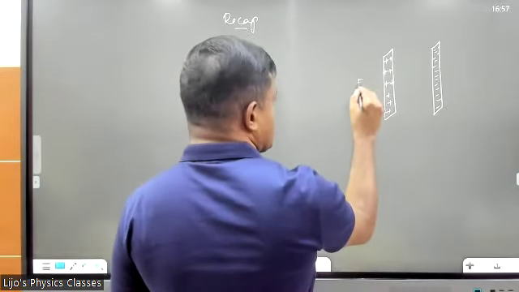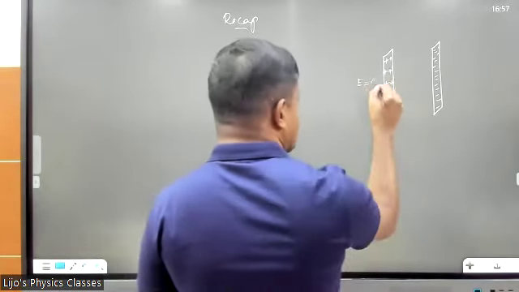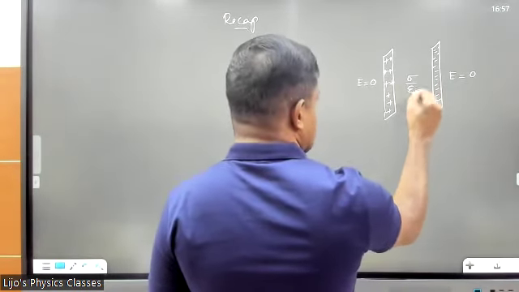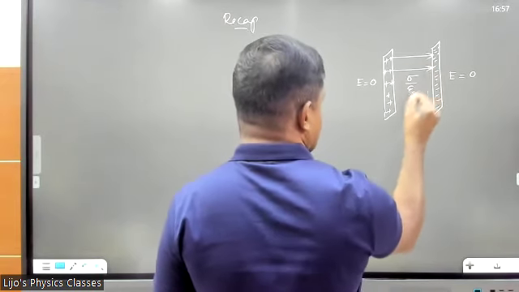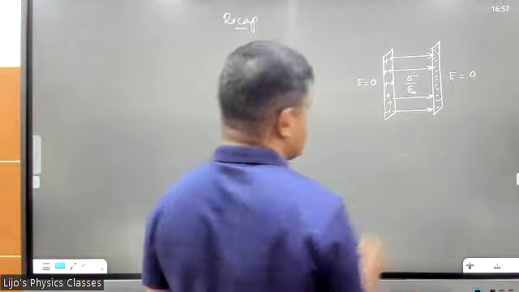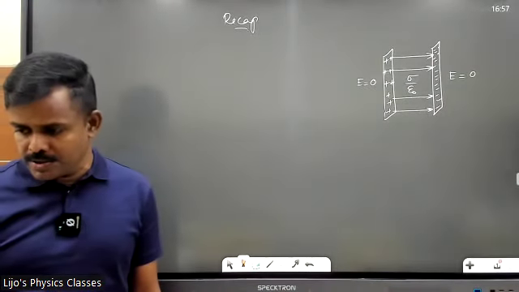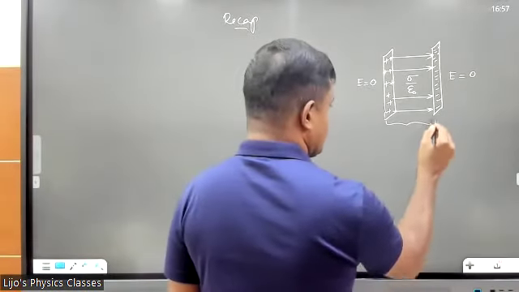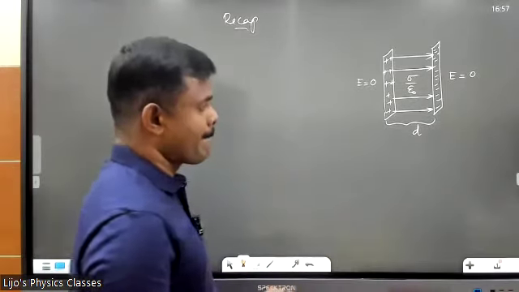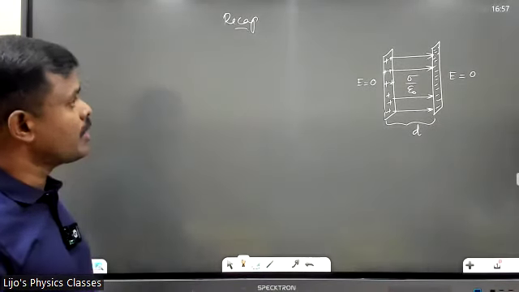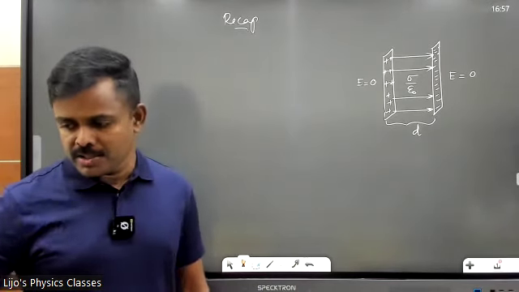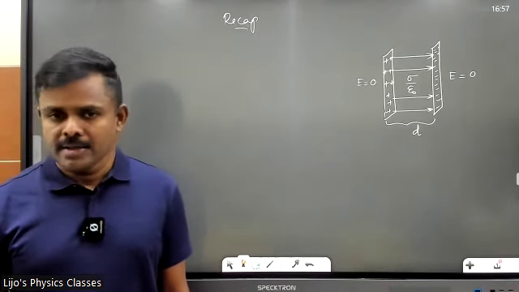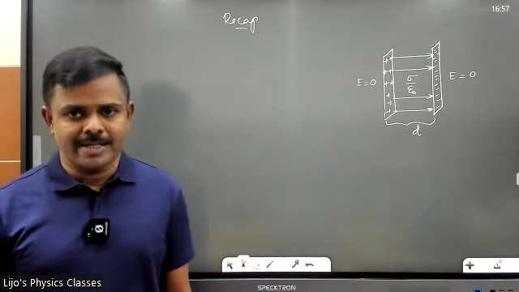Okay, the electric field here is 0. We have done this so many times now. Electric field outside is 0. Electric field inside is sigma by epsilon 0. And the spacing between them is small letter d. This arrangement is called a parallel plate capacitor.